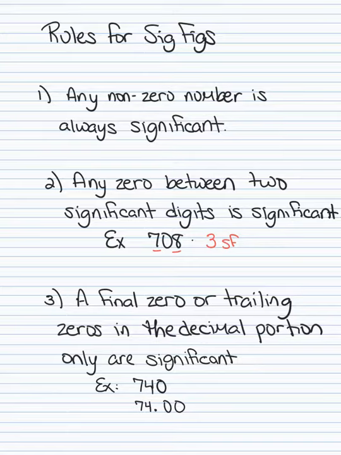In number 3, a final 0 or trailing zeros in the decimal portion only are significant. So in our examples, we have 740 and 74.00. In the number 740, we would have 2 significant figures. This 0 is not significant because it is not in the decimal portion, whereas in the number 74.00, we would have 4 significant figures because these zeros are trailing in the decimal portion.